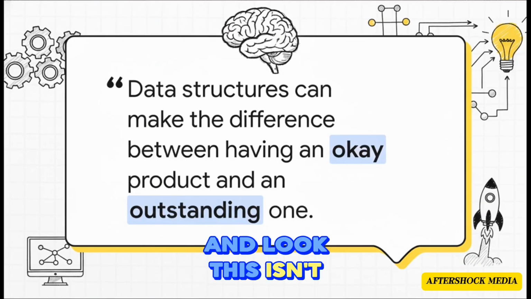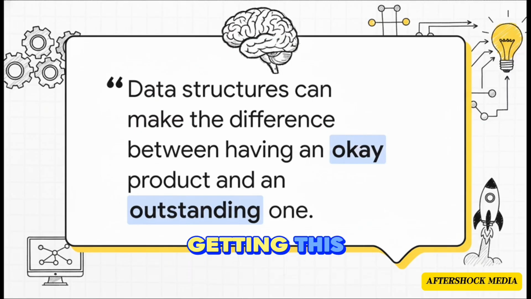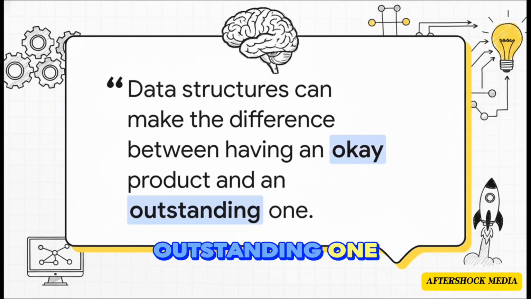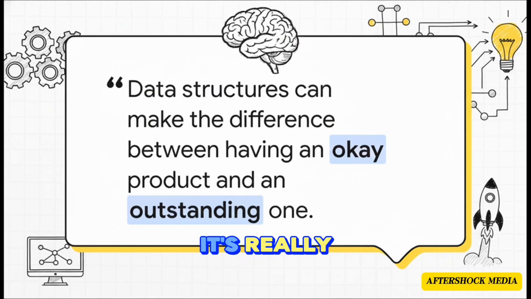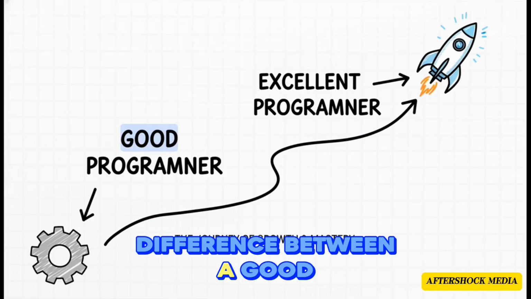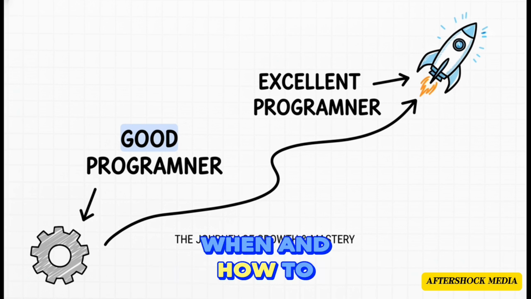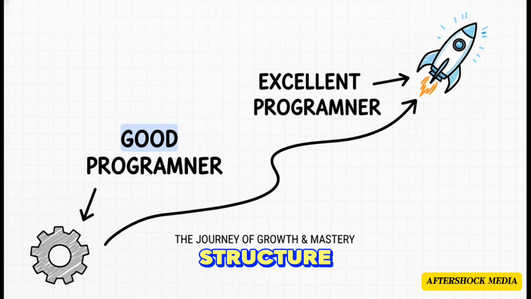And look, this isn't just some dry academic topic. As one Google engineer put it, getting this right can make the difference between an okay product and an outstanding one. That's a pretty big deal, right? It's really the key to building exceptional tech. The real difference between a good programmer and an excellent one often comes down to this: knowing exactly when and how to use the right data structure.